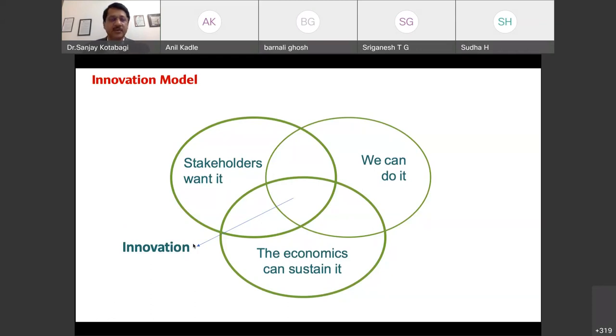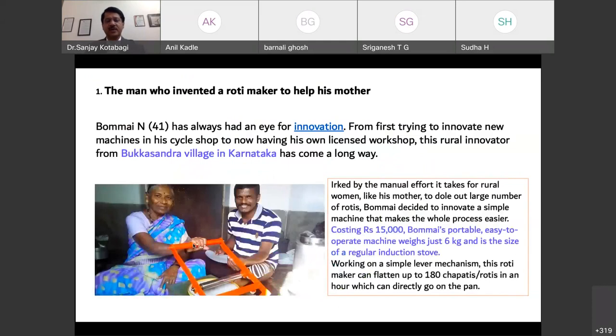So now with this, there are many people throughout the world, innovators, who have come out with the best of the best classic examples to quote. See, this is one example, the man who invented roti makers to help his mother. This man is from Karnataka. Okay, his name is N.